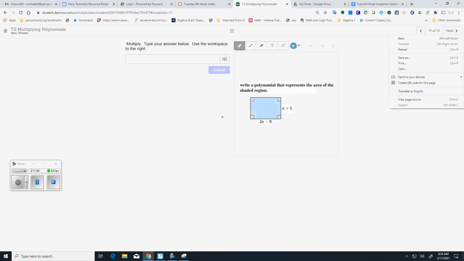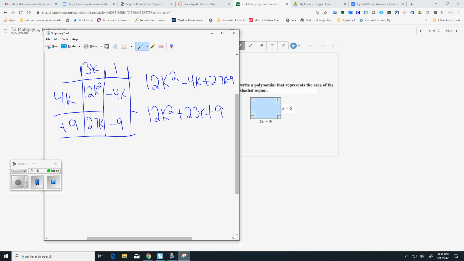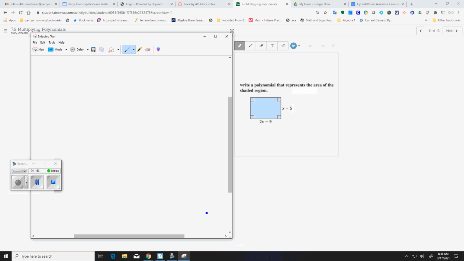Ooh, now we're going to find the area. So let's remember what the formula for area is. Area equals length times width. So they give us the length and the width, which is x plus 5 times 2x minus 9. And we can FOIL or use the box method. I like to FOIL better, just because I think it takes less work.